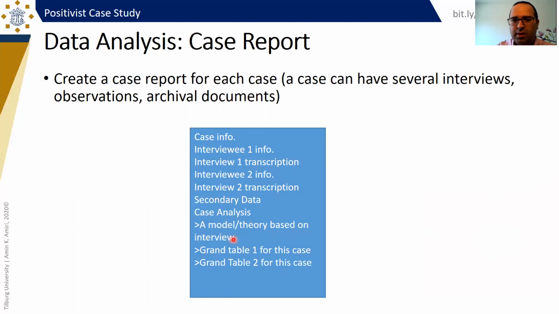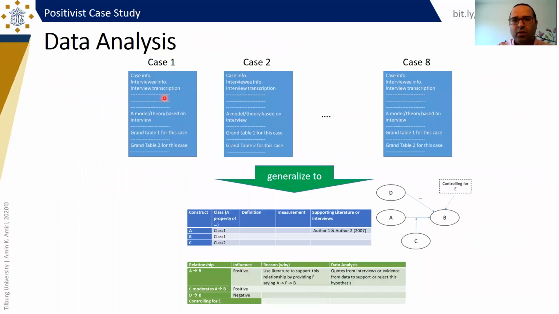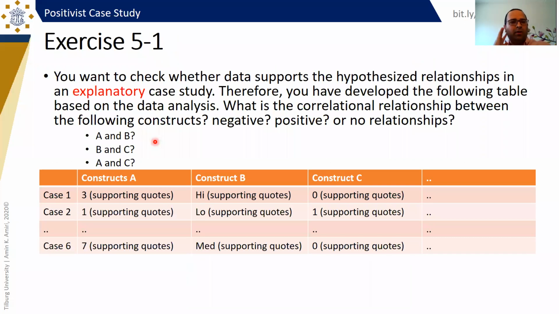Create the model, the table 1, which is the list of constructs and the list of the relationships. Then you do that for all cases, and then you generalize them to the outcome that you need to provide. So don't forget, if you don't write a case report for a case, your chance of finding good things would be down. After you have written and analyzed each case, you send it back to the interviewee to make sure that you haven't missed anything. Okay, this is very important. That's why I want you to do this exercise.